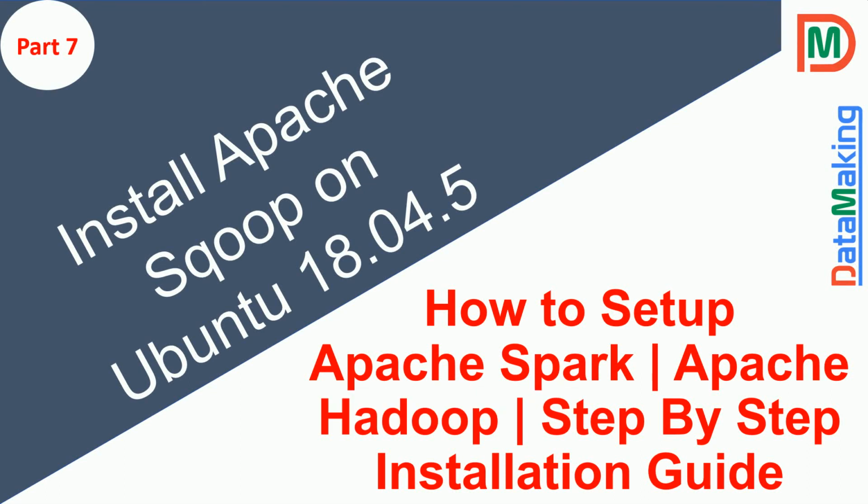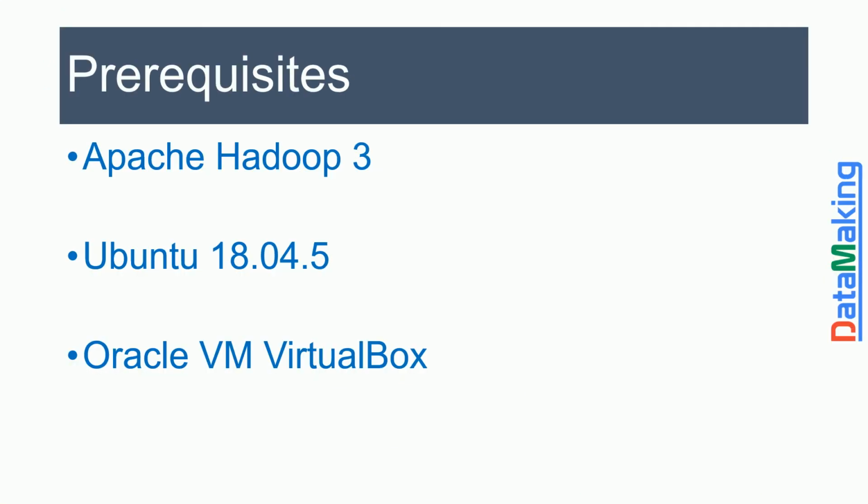In this video, I'm going to focus on how to install Apache Sqoop on Ubuntu 18.04 operating system. The prerequisite for installing Sqoop is Apache Hadoop. So I'm using Apache Hadoop version 3, which is already installed on the Ubuntu operating system on my virtual machine. I created the virtual machine using Oracle VirtualBox software, and on top of that we are installing all these Hadoop and Spark components.